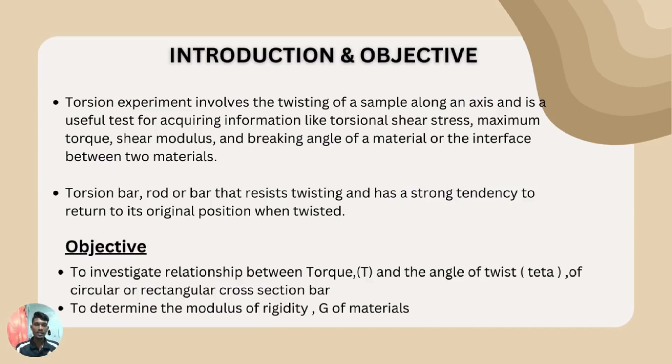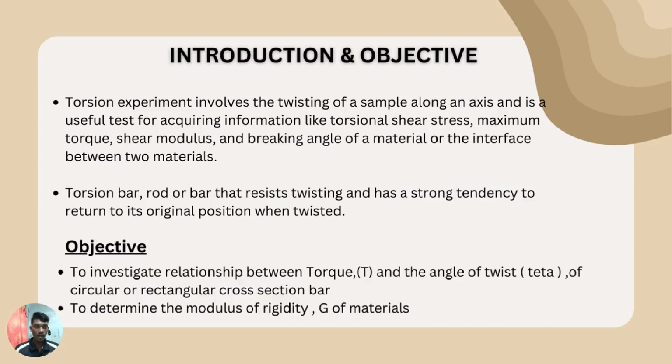To begin this presentation, I'll be presenting about the introduction and objective of this experiment. Torsion is a type of deformation which is a twisting of an object caused by a moment acting about the object's longitudinal axis. A moment which tends to cause twisting is called a torque. A torsion experiment involves the twisting of a sample along an axis and is a useful test for acquiring information like torsional shear stress, maximum torque, shear modulus, and breaking angle of material on the interface between two materials.